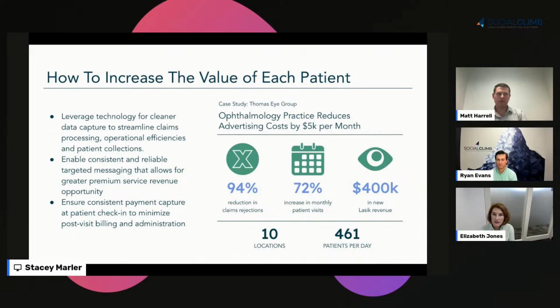So in general, if you can leverage technology to streamline those operations and identify new service opportunities, take on improved collections processes, you can really improve the overall patient lifetime value.